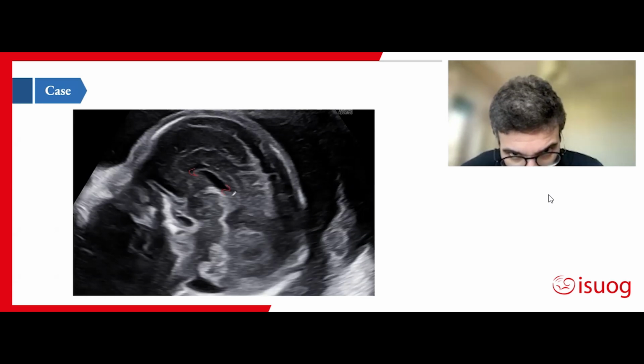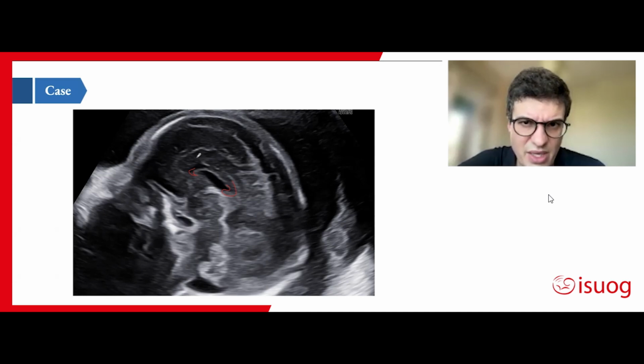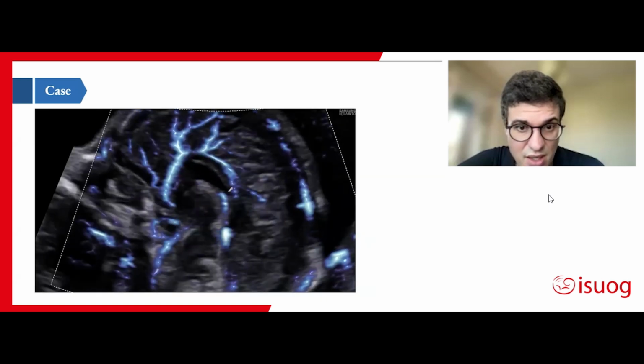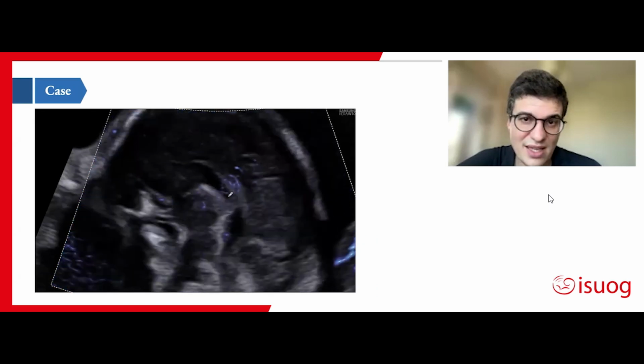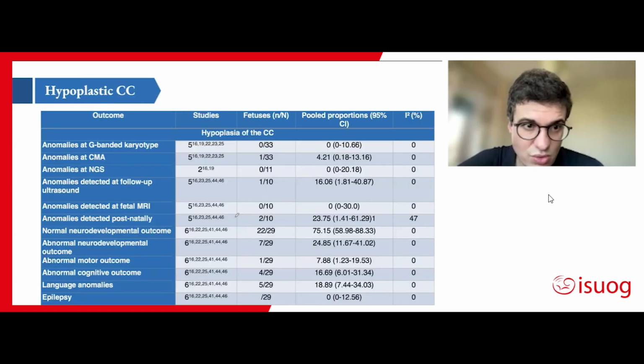So when we have a smaller than normal corpus callosum, in this case, the corpus callosum was measuring 40 or 50 millimeters at 21 weeks. When the thickness of the corpus callosum is homogeneous, of course, even in this case, the pericallosal artery is normal, but we also went through that and said that the pericallosal artery is not so vital in order to make this diagnosis. In this condition, we might say that the corpus callosum is hypoplastic.